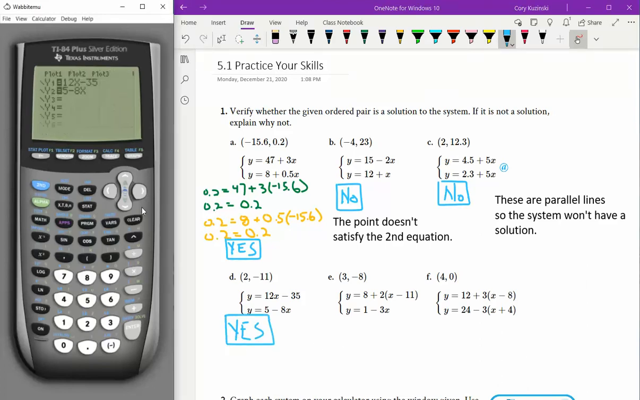All right, I think I'll keep on with this method here. Let's go 8 plus 2, parentheses, x minus 11. And then I'll do 1 minus 3x. And then I'll go to the graph this time. And let's see if they both cross at 3, negative 8. Oh, looks like it's close here. Let's go trace 3, enter. And that gives me negative 8. And if I press up, I'm on the second line, and I go 3, enter. That gives me negative 8 as well. So this is yes.